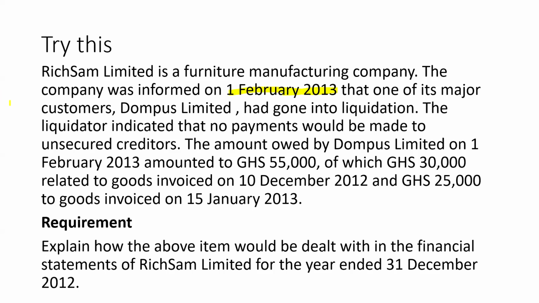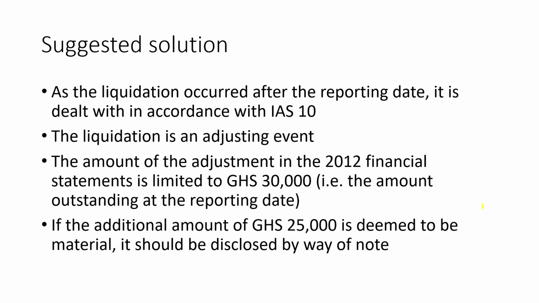Is it clear, friends? In as much as the bankruptcy or liquidation is an adjusting event, the sale of goods to the person who has gone into bankruptcy should have happened within the reporting period before you would adjust. Good. So do I have more questions? No. So that's the solution for you. When you get a slide, it's there.